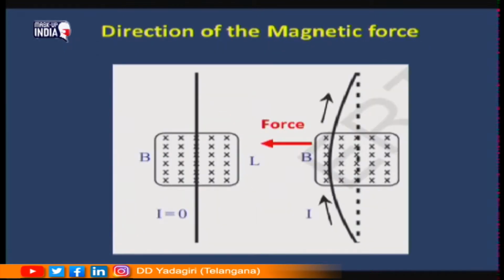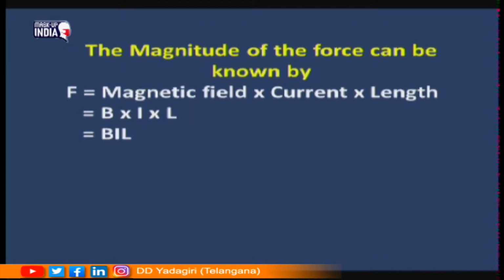The direction of force acting on a current carrying wire can be known by right hand rule. Here the magnetic field is into the paper and current is upwards. By using right hand rule, we can find that the force acting on the wire will be towards our left. The magnitude of the force can be known by the formula F is equal to BIL, where B is magnetic field, I is current and L is length.